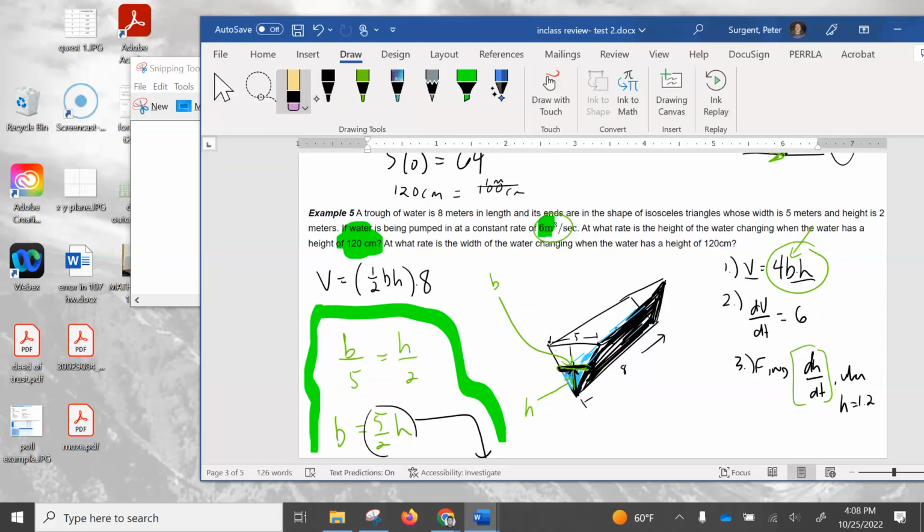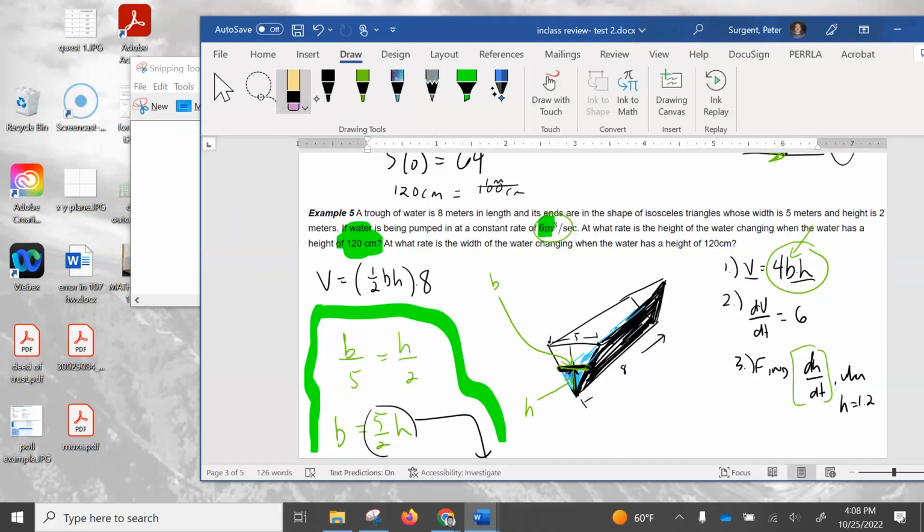Just do it the other way around, right? The first question was, at what rate is the height changing when the water has a height of 120? The next question is, at what rate is the width changing when the water has a height of 120 centimeters? So I think we could start all over. However, I think there's an easier way to do this one.